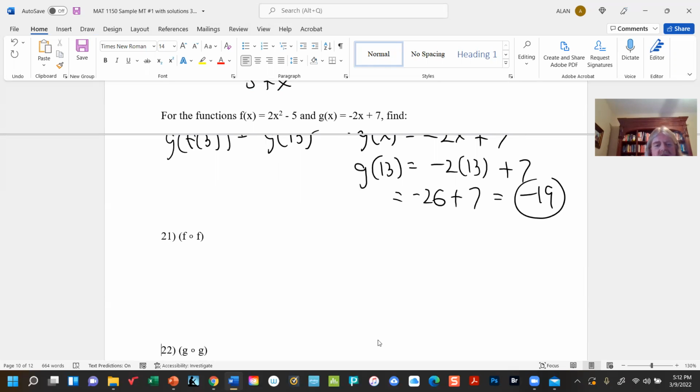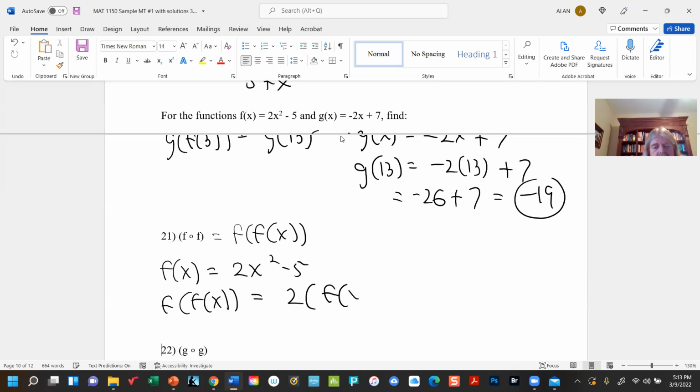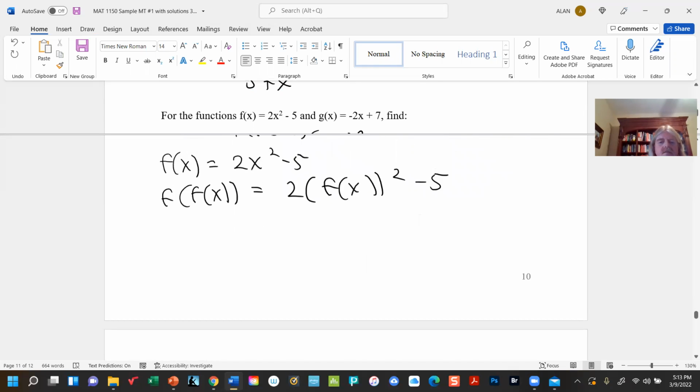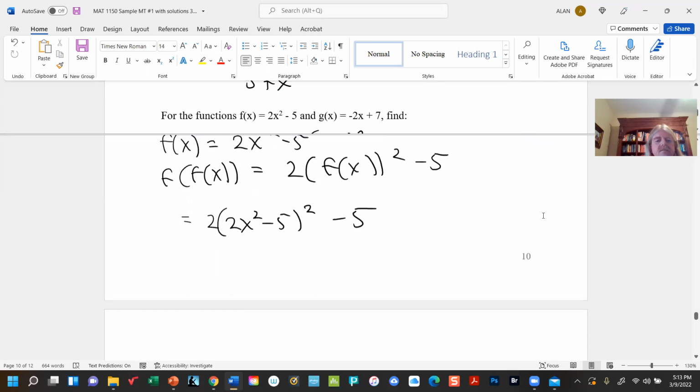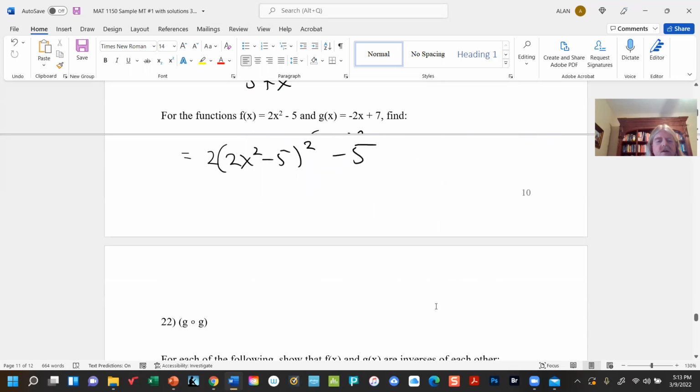Now f of f, this means f of f of x, by the way. It's just shorthand. So that means you go back to f of x, which is 2x squared minus 5. And now, wherever you see an x, you replace that with f of x. Okay, so you've got 2 times f of x, which is 2x squared minus 5, squared, minus 5. All right, well, we can do a FOIL on this.